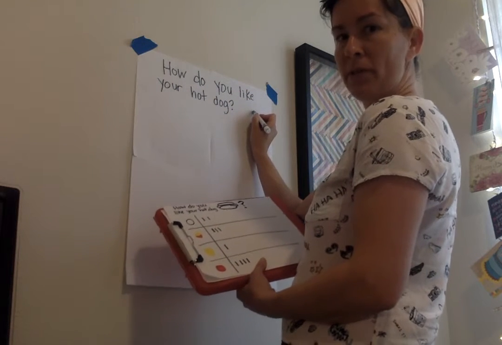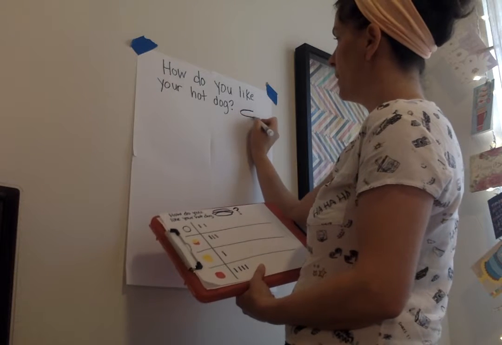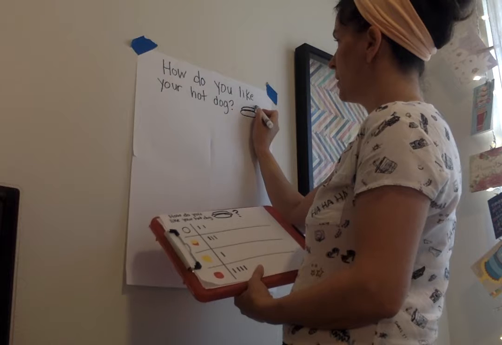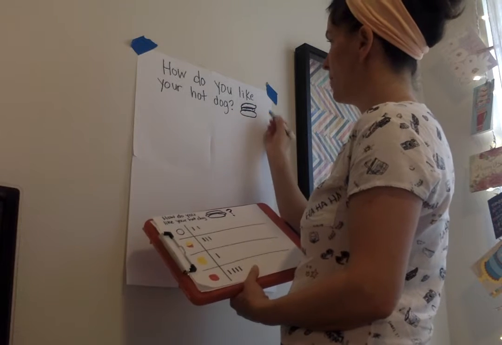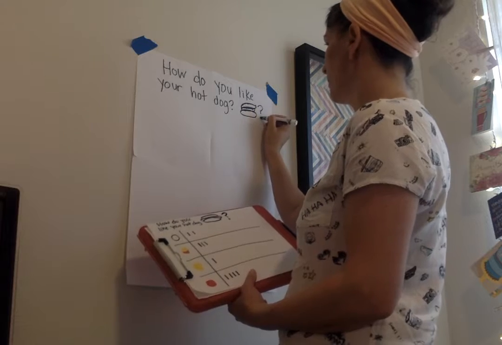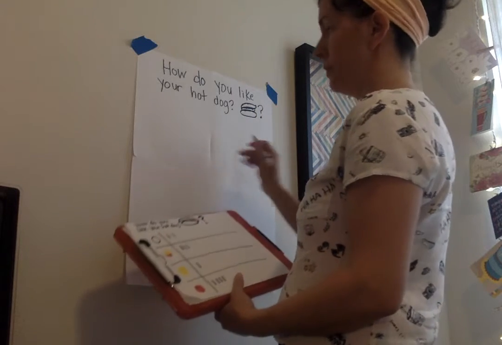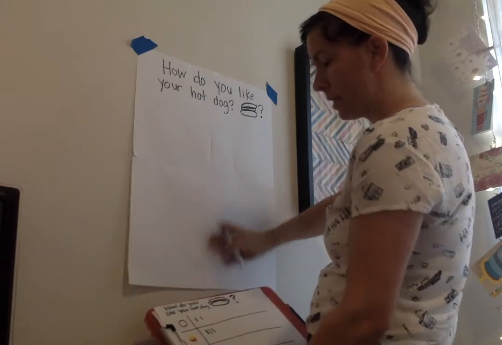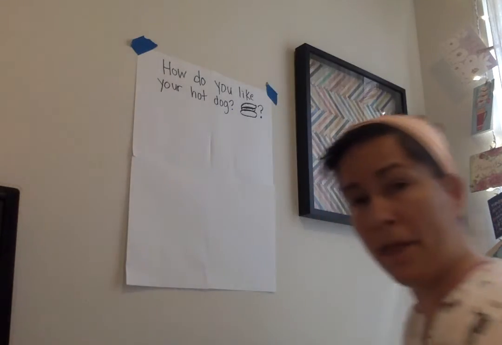So I start with doing kind of an oval for the bun, and then another oval for the hot dog, and then another oval for the top of the bun, or the other side of the bun. Okay? And instead of going across, you could even start from the bottom like we've done with our other weather graphs.